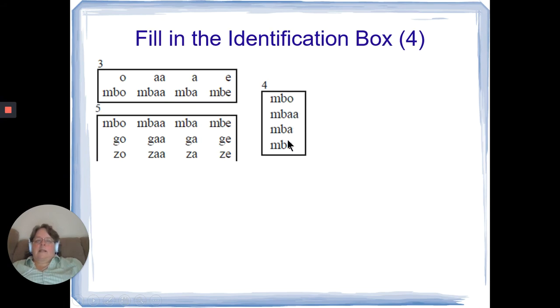Then we're going to get to the identification box, and this is a pretty simple box. Basically, you're just going to take the syllables that you have in box 3 and repeat them in box 4. These are just the things that they've just learned to read here. They're just going to repeat them again here.